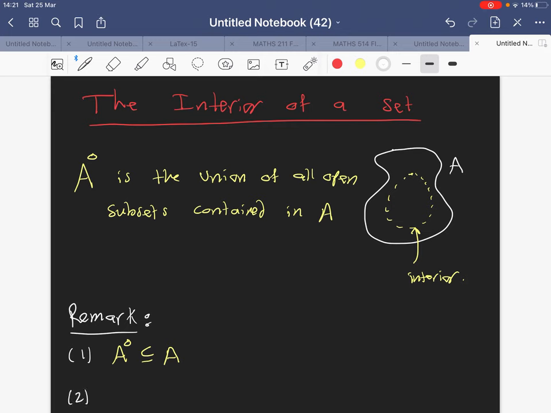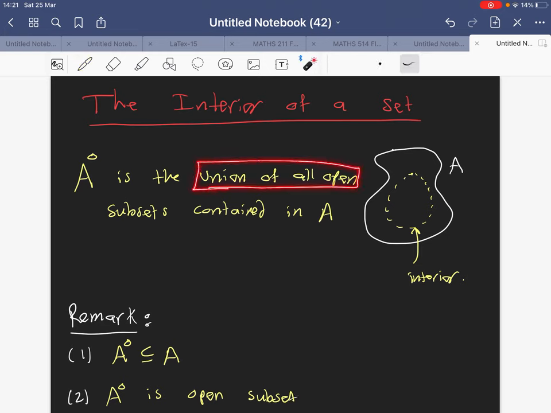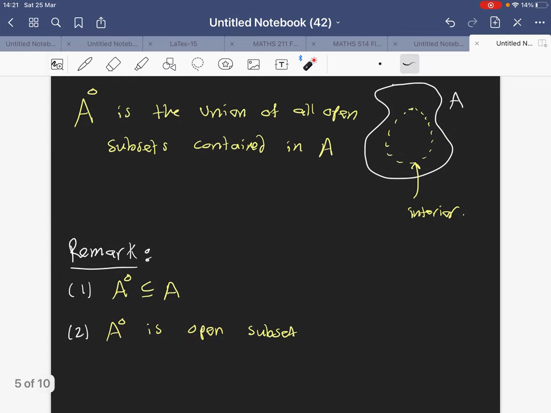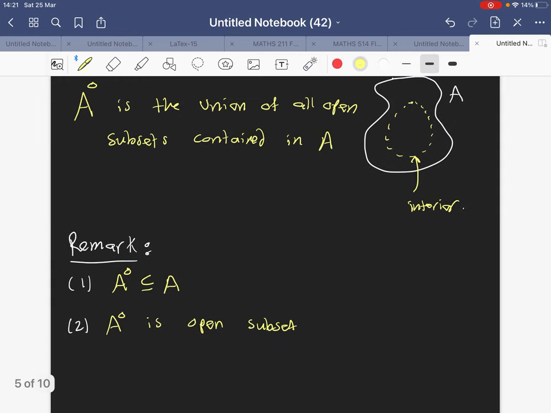Number two, the interior is an open subset. And why is this true? Because it is a union of open subsets. And because we have a topology, any arbitrary union is again open. So A interior will also be an open subset.